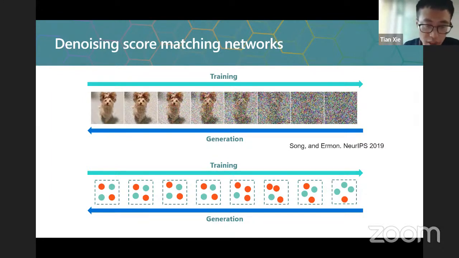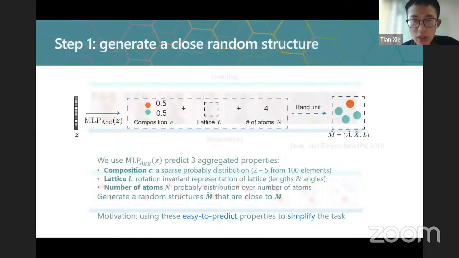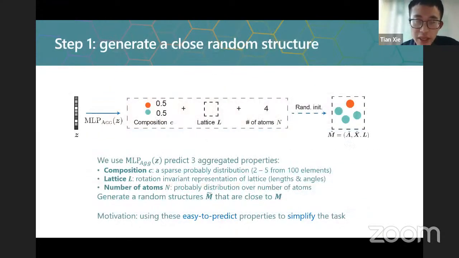The idea for our model is very similar. We take the original crystal, and during the training process, we add noise to both atom types and positions. This gradually gives us a completely noisy structure. We train a graph network to denoise this noisy crystal in the generation process in order to generate a stable crystal. This generation process is done via a two-step process.